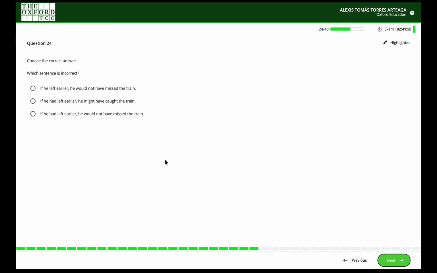Which sentence is incorrect? If he left earlier, he would have not missed the train. If he had left earlier, he might have caught the train. If he had left earlier, he would not have missed the train. If he had left earlier, he might have caught the train. Caught. If he left earlier, he would not have missed the train.